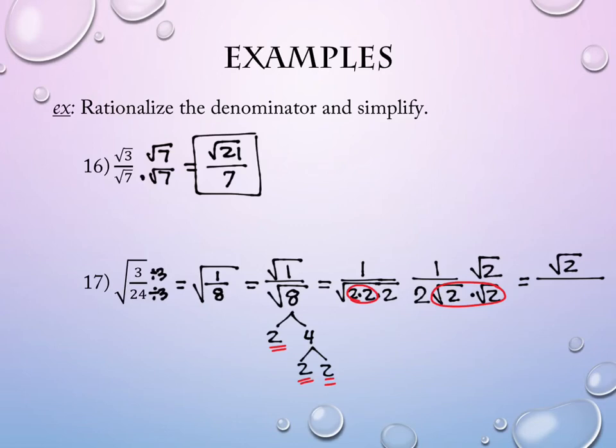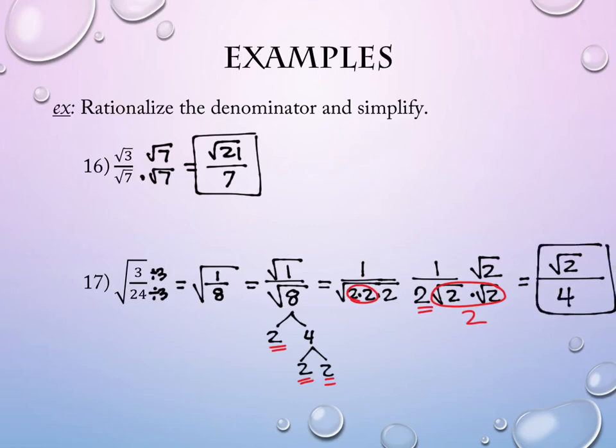Right? Square root of 2 times square root of 2 is the same as the square root of 4, and the square root of 4 is 2. So this one gives me a 2, and there's a 2 over here. So what does my denominator become? It actually becomes 4.